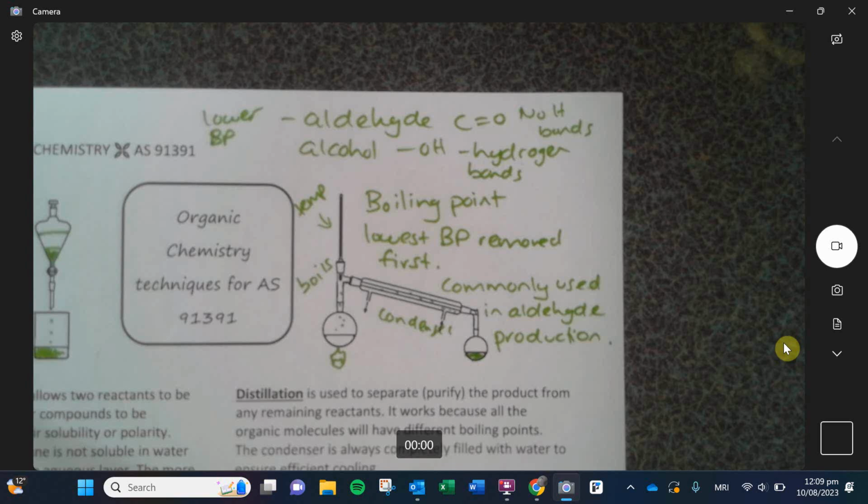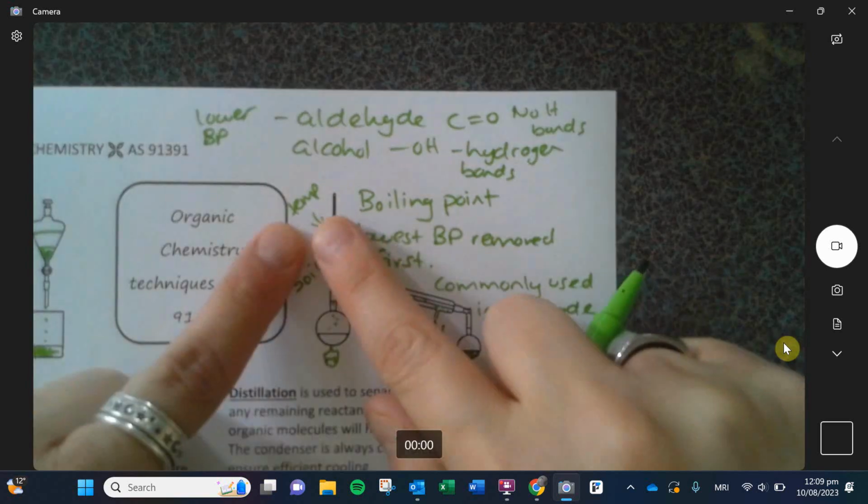Can I move it? Which one? That one says temperature.